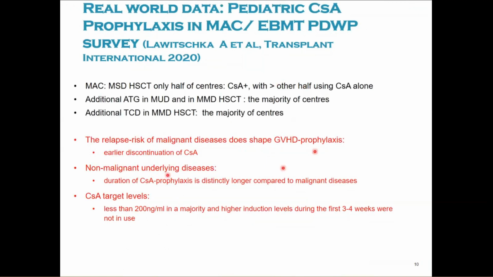With an earlier discontinuation of cyclosporin A when compared to mostly adult recommendation, and of note, in non-malignant diseases, the duration of the cyclosporin prophylaxis was reported to be distinctly longer. Regarding the target levels, the majority of centers reported a lower target level than 200, and a higher induction level was not in use.